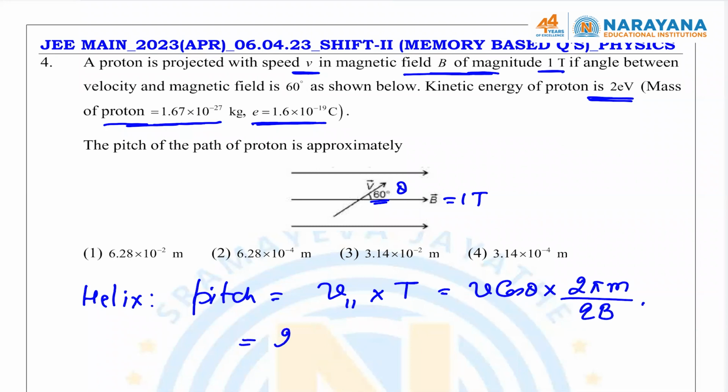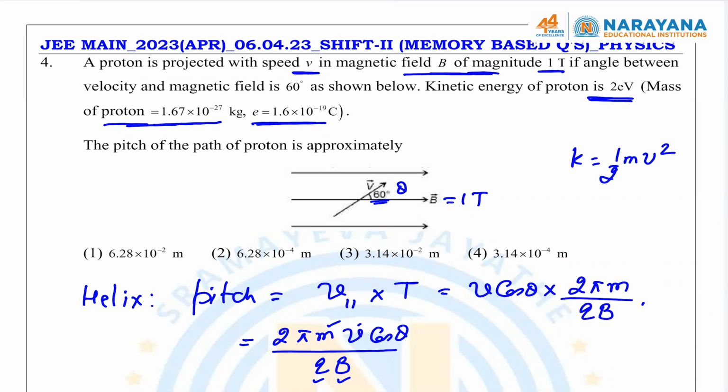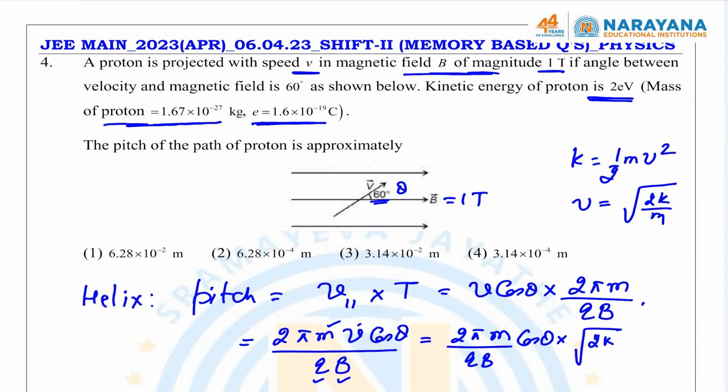So the required value is 2 pi m v cos theta over q into B. Mass is given to us, charge is given to us, speed is not given to us, but kinetic energy is given. So kinetic energy, we know it is half mv square. So v can be written as square root of 2K over m. So this is 2 pi m by qB into cos theta into square root 2K over m.